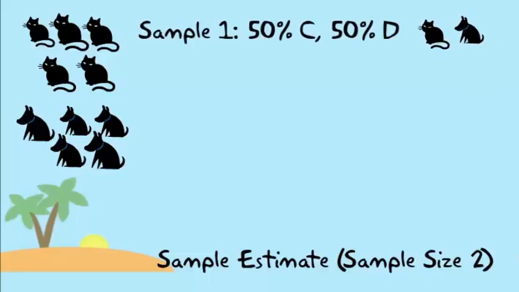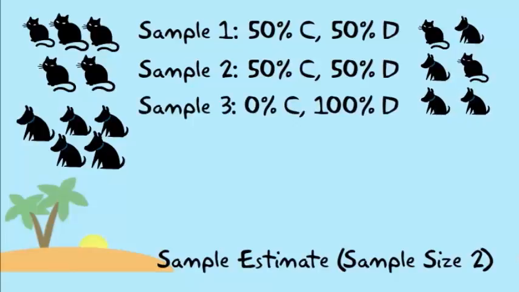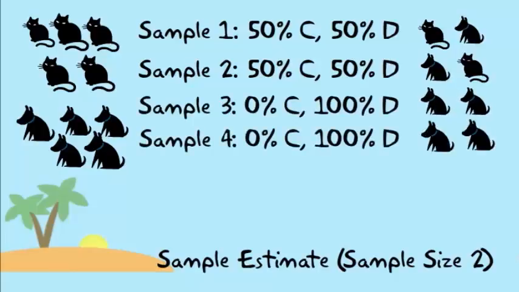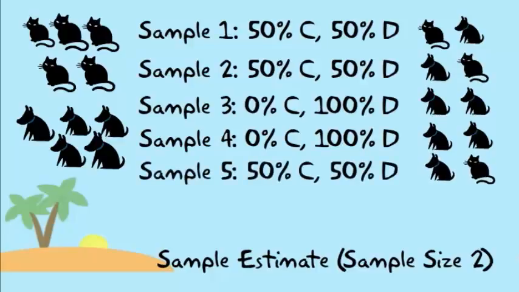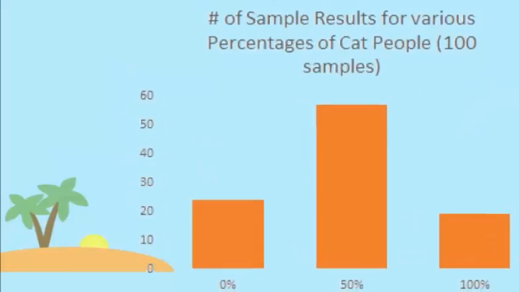So for the first sample, we have 50% cats. Second sample, 50% cats. Third sample, 0% cats, because it's 2 dogs. Fourth sample, same, 2 dogs. Fifth sample, 50% cats. These samples don't perfectly resemble the population. This graph shows that 2 times out of 5 samples, we have 0% cats. 3 times out of 5, we have 50% cats.